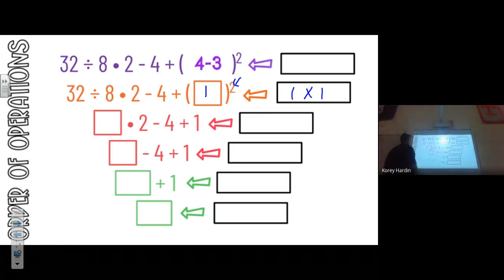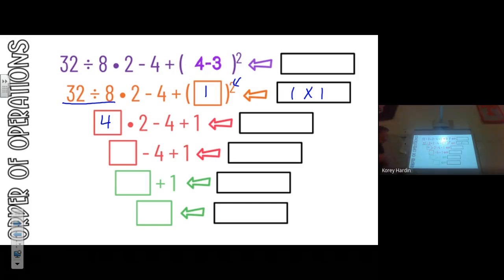Now, after exponents, my next step is multiplication and division. We know we're going from left to right. If multiplication's there, great. If division's there, great. Whatever it may be, that's the step we're doing. So the first step we have, left to right, is going to be division. 32 divided by 8 is 4. So I'm going to go ahead and put that 4 in here.